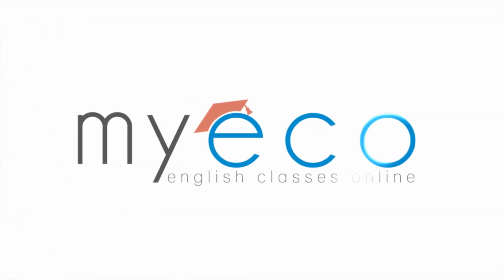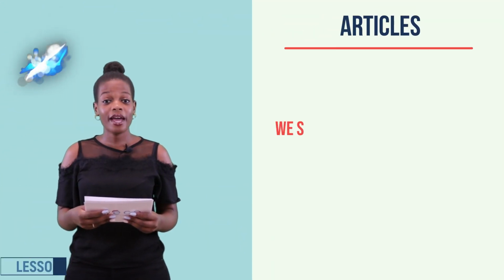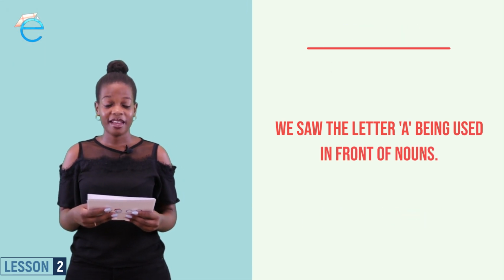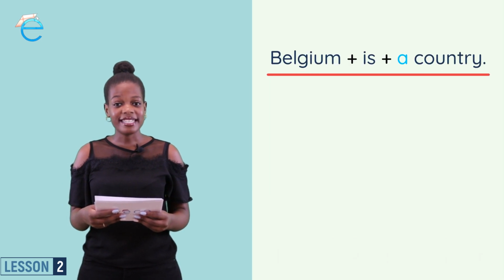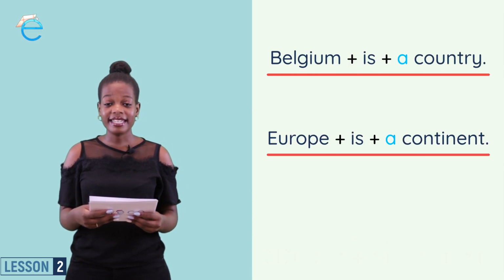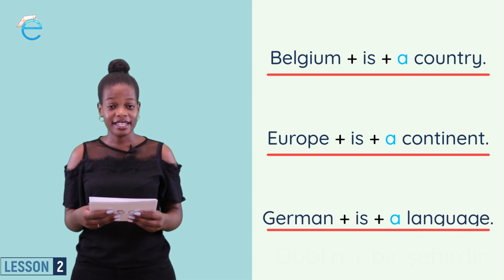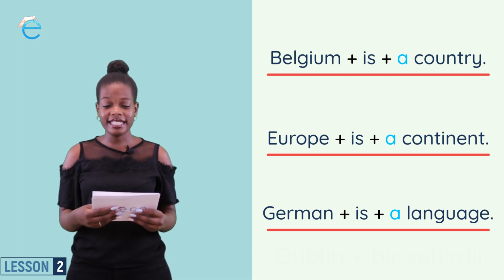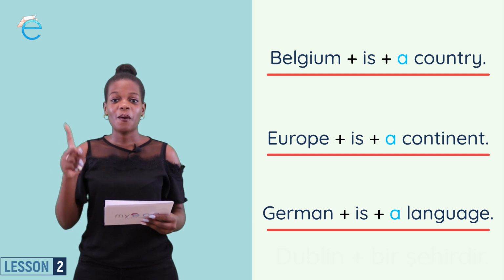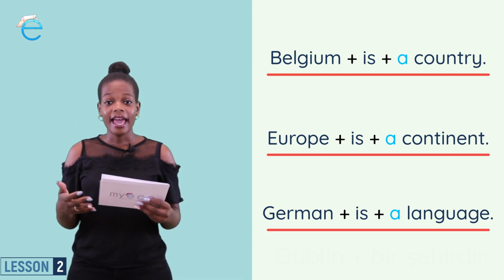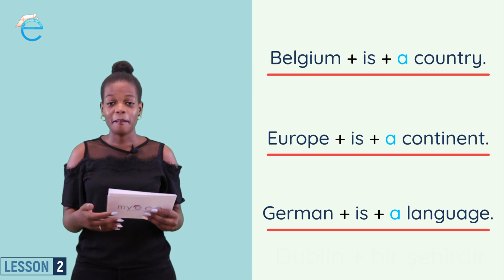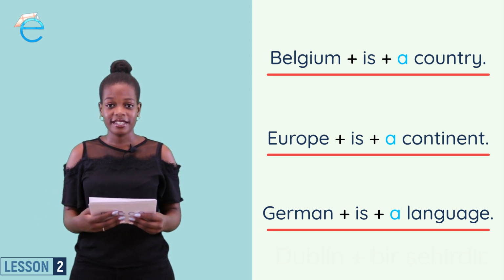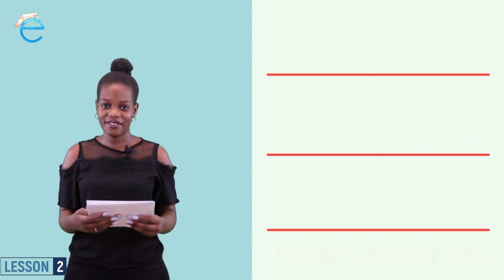Let's begin. In our last lesson, we saw a being used in our noun plus is plus noun structure. For example, Belgium is a country, Europe is a continent, and German is a language. We can see the a before my second noun in these sentences, and it is showing one. So we know a is the same as saying one. Belgium is one country. Europe is one continent. And German is one language.